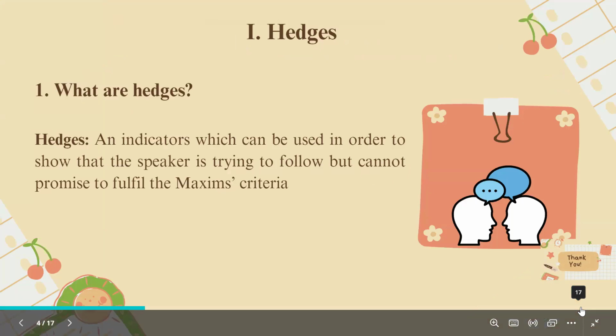Now I will talk about the hedges. The first, what are hedges? Hedges are indicators which can be used to tell that the speaker is trying to follow but cannot promise to fulfill the maxim criteria.